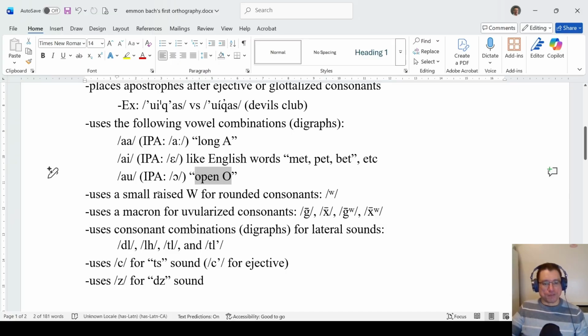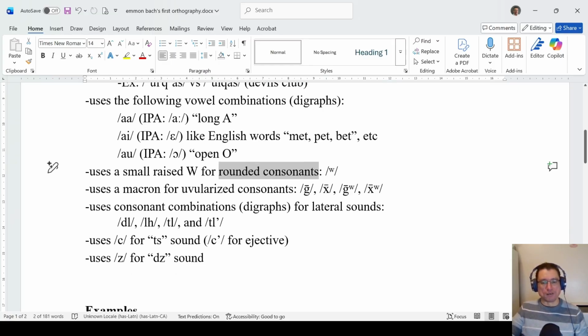And this orthography also uses a small raised W for rounded consonants. So you'll see a small W raised up, and these are for what are called rounded consonants. So gua, qua, hua sounds like that.